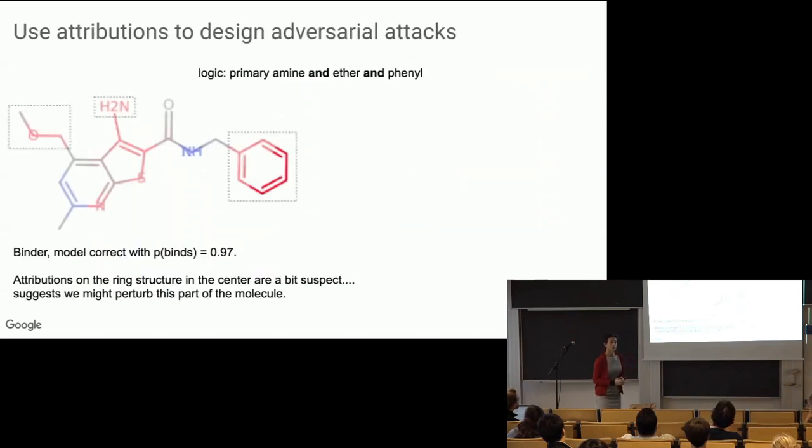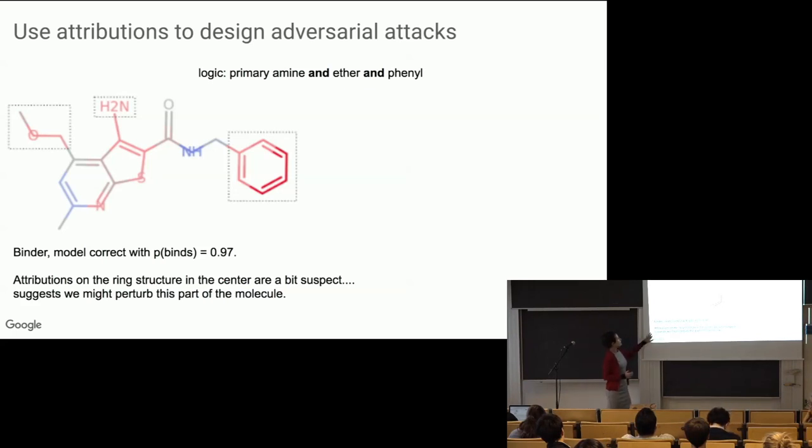We don't really have a great way of distinguishing these cases, but what we can do is try and exploit the attributions to find adversarial attacks. Now, if we can do this, it suggests the attributions are correct. So essentially, we take this particular example. We have a binder, and the model correctly predicts it binds. It says that the probability of binding is 0.97. When I say binds, I mean it satisfies this logic, so it has this correct combination of fragments. But the attributions are a bit funny. There's quite a lot of attribution on these features here, which are not at all included in my logic.